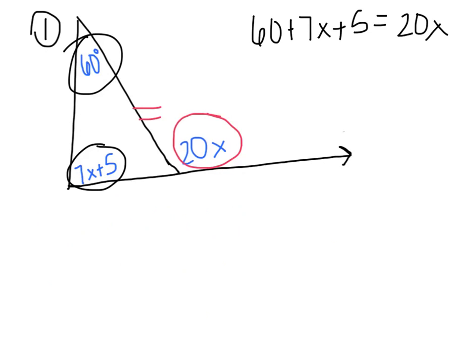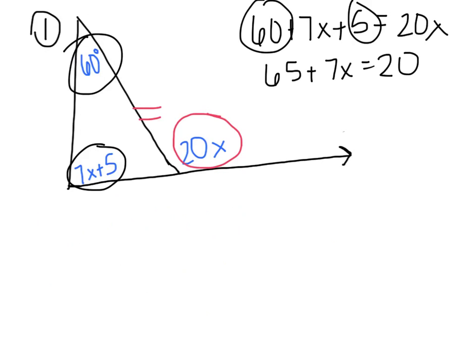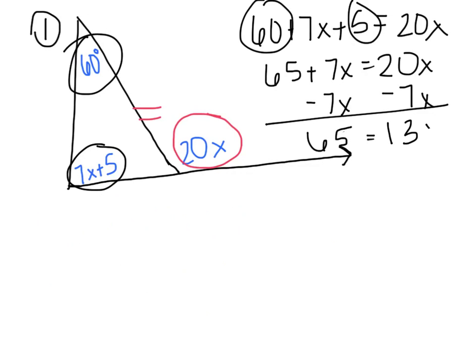We can combine like terms and say 60 plus 5 is 65 plus 7x equals 20x. Next we will minus 7x from each side. Then we have 65 equals 13x. Divide each side by 13. And x equals 5. Now that's just our first step.